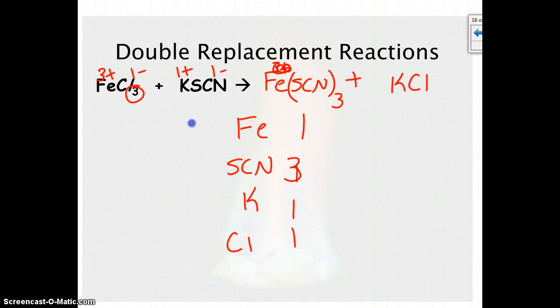All right, so we have 3 Cls, so we'll put 3 over here. Now we need 3 Ks and 3 SCNs. So now the equation is balanced. Okay, another double replacement example.